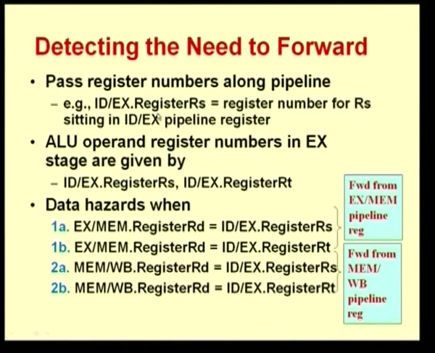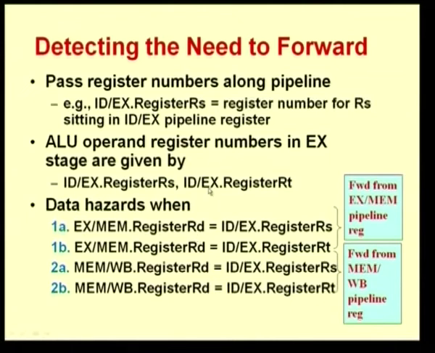So we need to have some way of denoting it. For instance, let us denote it like this. We will denote each interstage register by the two stages that it connects. When you say ID/EX, it means that we are talking about the interstage register which exists between the ID stage and the EX stage. So ID/EX.RegisterRS, if we specify it like this, what we are referring to here is the register number for RS which is sitting in the ID/EX pipeline register. Remember, we are using the terms RS and RT to denote the source registers and RD to denote the destination register.